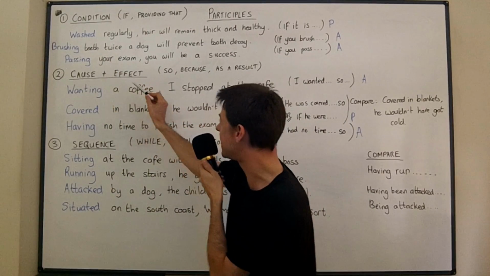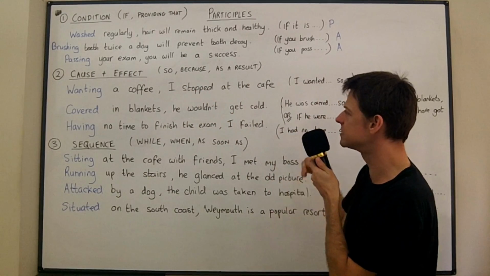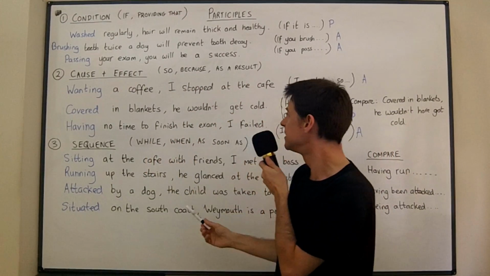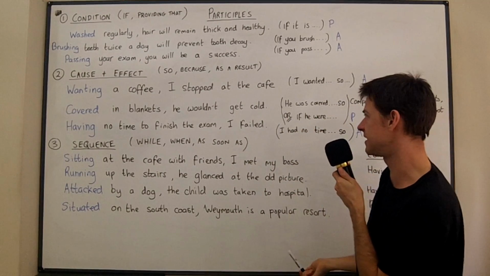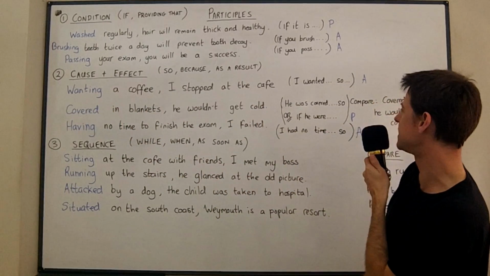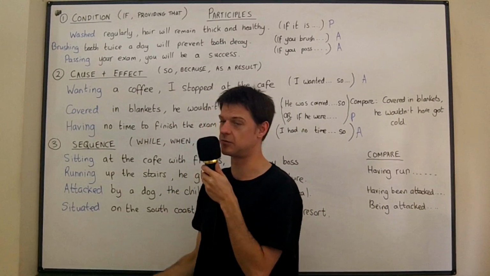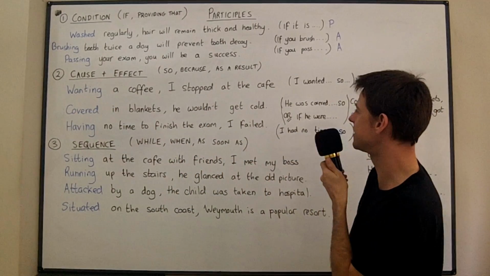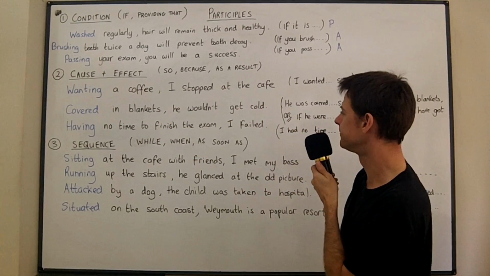Okay, look at cause and effect. We can get rid of the words so or because or as a result using these participles. So we could say, I wanted a coffee, so I stopped at the cafe. Or we can say, wanting a coffee, I stopped at the cafe. I wanted is active, and so we need the present participle. Wanting a coffee, I stopped at the cafe. This is a subordinate clause, comma, independent clause.